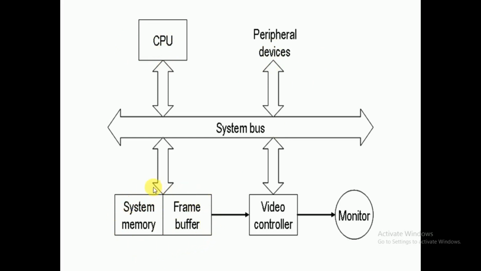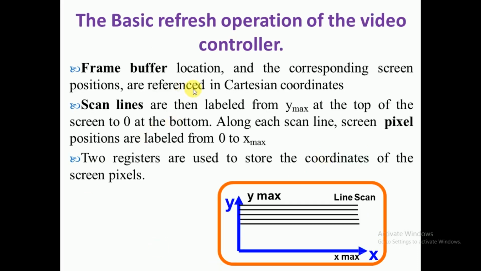If you want, you can reserve exclusive memory for a frame buffer, or some part of system memory can be reserved for the frame buffer, right? There are different types of frame buffers available. Either you buy a separate memory and reserve it exclusively for the frame buffer, or some portion of your system memory itself can be reserved for it. Then the video controller has direct access to this. The video controller directly takes input from the frame buffer, then displays on the monitor. This is the system bus. This is the architecture of today's graphic system, right? Then the basic refresh operation of the video controller, as I told, does the refreshing.